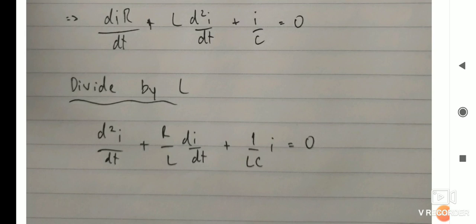Finally, we divide by L, which will give us the second derivative of I with respect to t, plus R divided by L times di/dt, plus 1 divided by L multiplied with C, and that term has to multiply with I again. All of this is still equal to 0 according to Kirchhoff's voltage law.